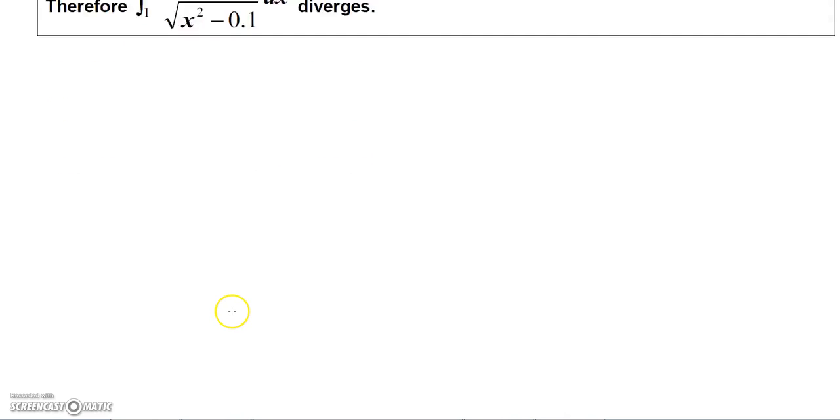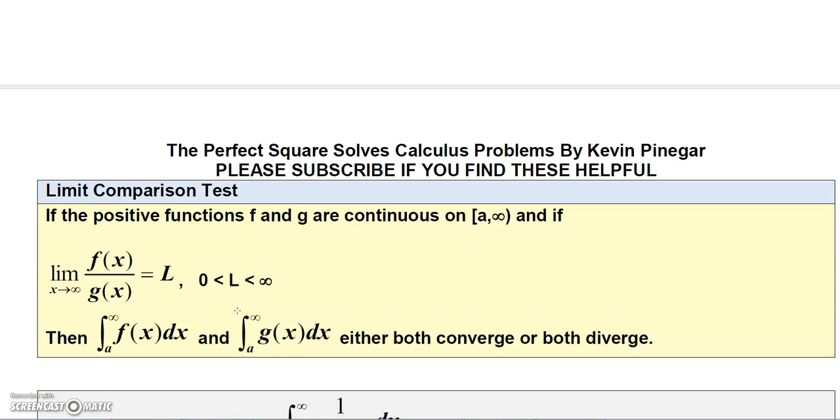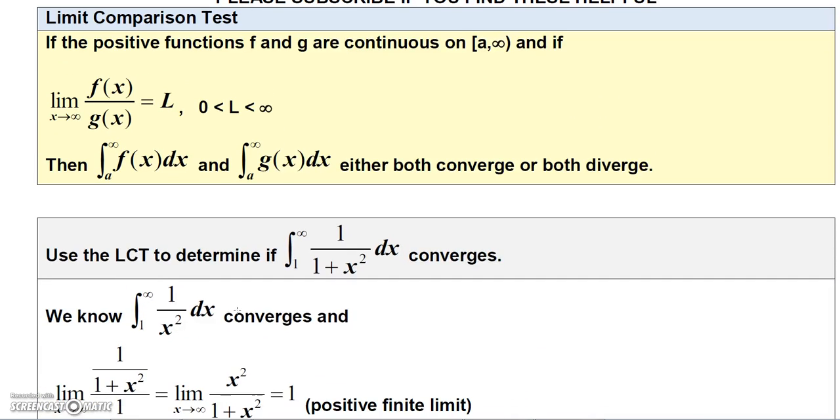And I've got one more little tidbit to share with you. There's another test called the limit comparison test. If the limit of the ratio of f of x over g of x as x goes to infinity is some real number between 0 and infinity, then either both of these integrals converge or both diverge. Okay, so that's called the limit comparison test.